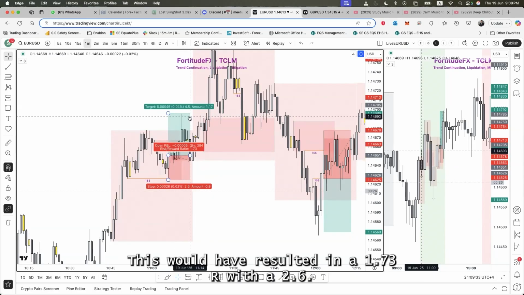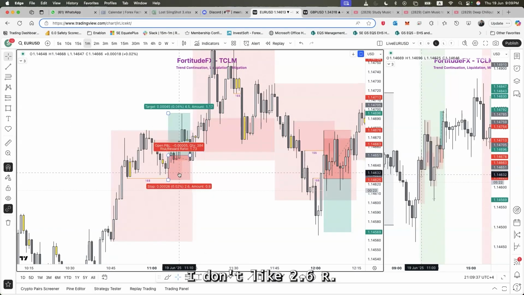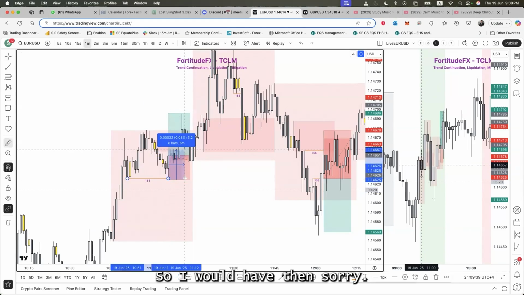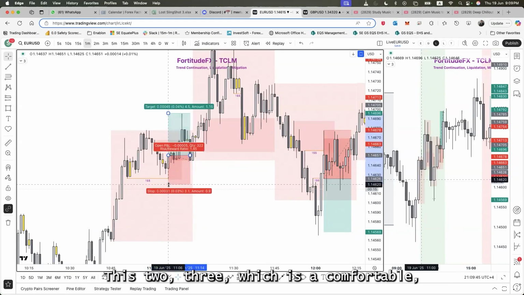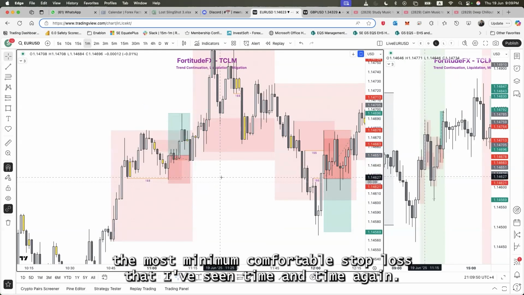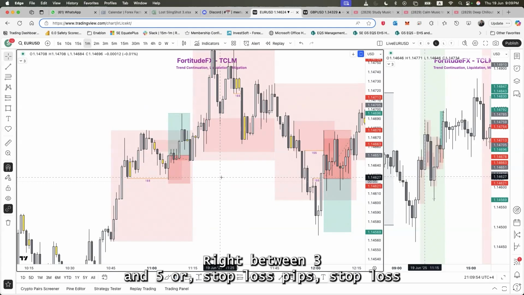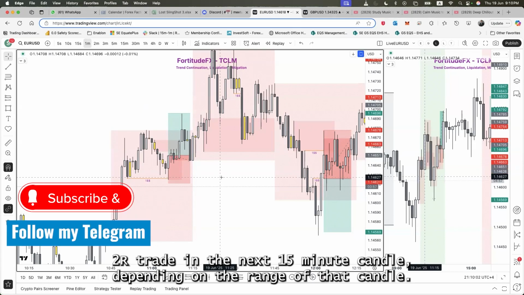This would have resulted in a 1.73 R with a 2.6. I don't like 2.6 R, so I would have then expanded this to 3, which is the most minimum comfortable stop loss that I've seen time and time again play out, right? Between 3 and 5 R pip stop loss is a very nice place where you can have an easy 2R trade in the next 15-minute candle, depending on the range of that candle.